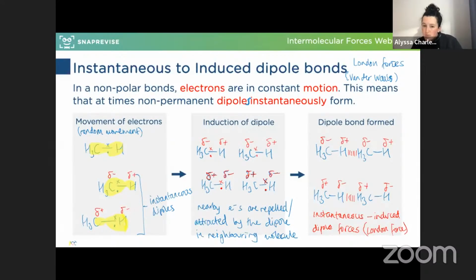Polar bonds, does the shape of the molecule change whether or not there is polarity? Oh, that's a good question. No, I don't believe it does. I can't think of any reason why it would. I mean, definitely not at A level. We do not consider it to change at A level.